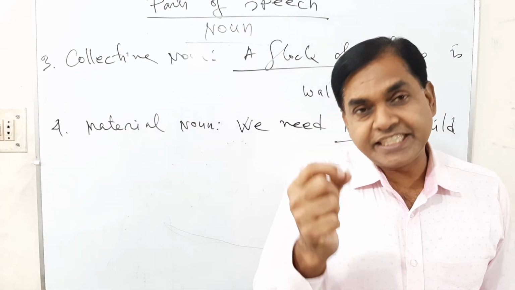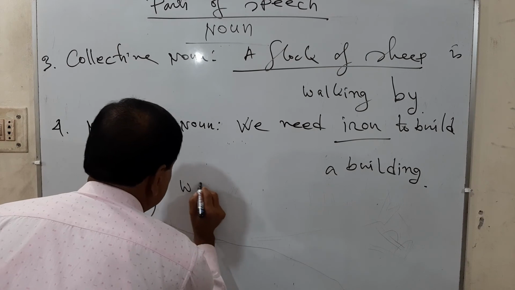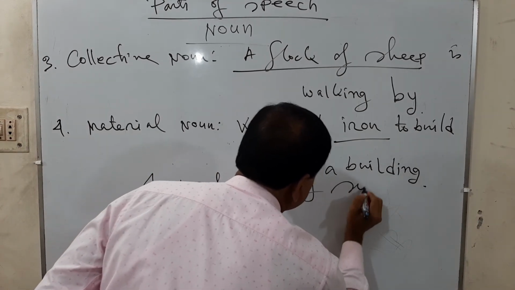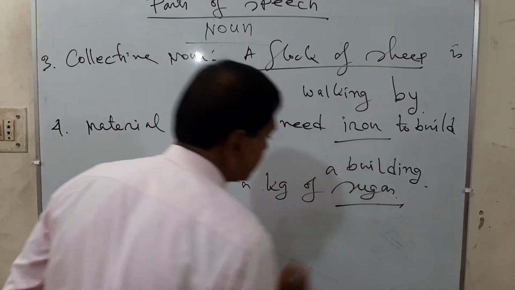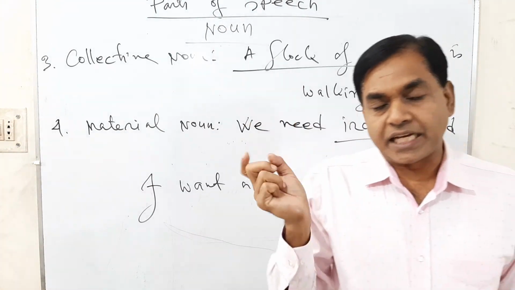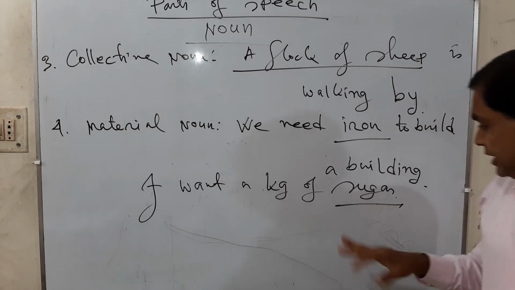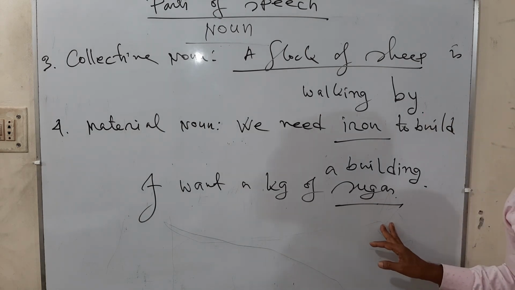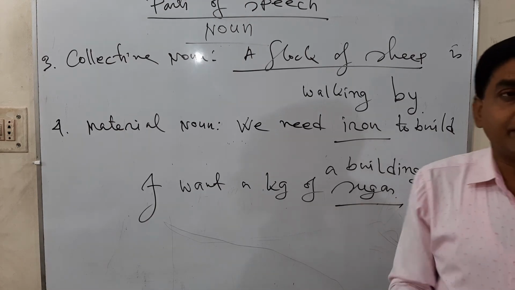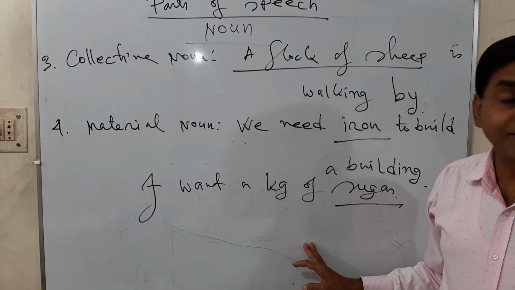I want a kg of sugar. Yes, sugar. It is an uncountable noun and a material noun also at the same time, because when we use sugar, we never count it, but we weigh it and we can see it. So it is material noun. Material noun. It indicates the substance of anything.